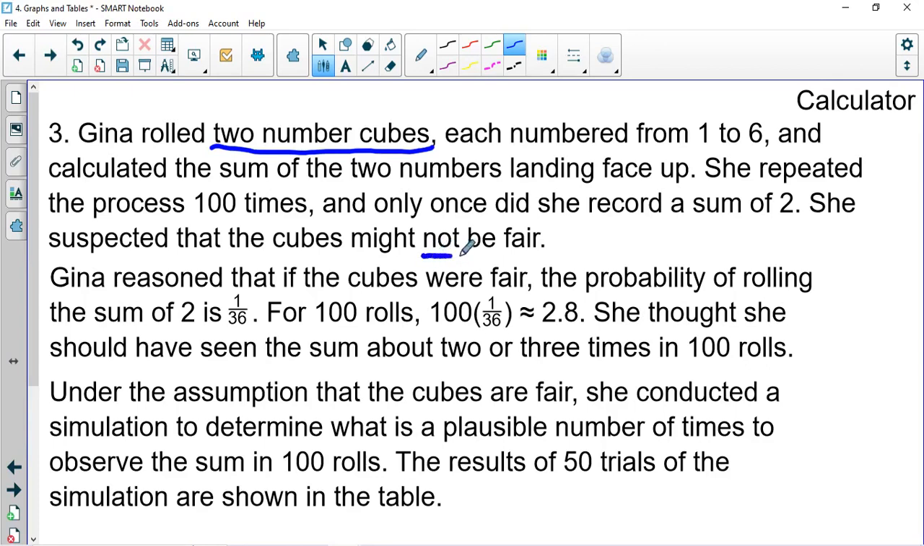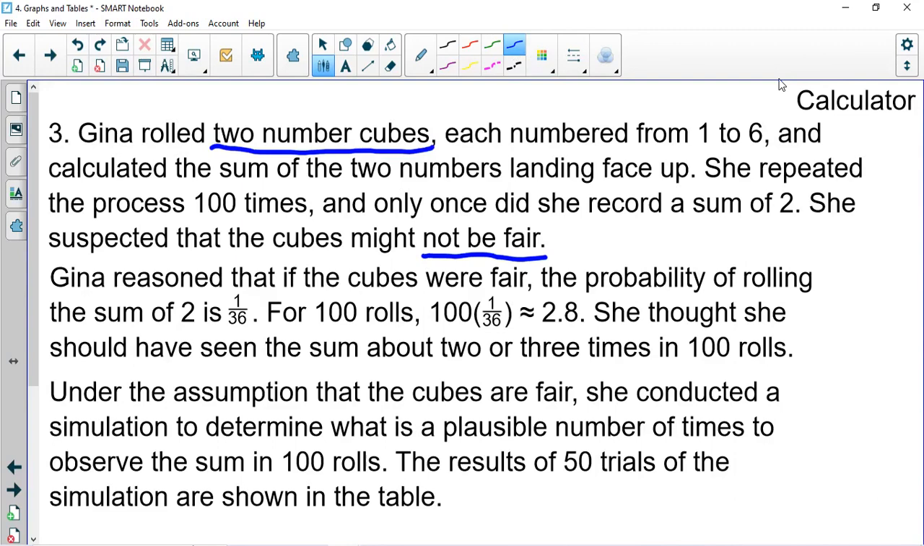So, what they mean by might not be fair is essentially the dice are weighted incorrectly or something like that, where the probability we're expecting for each number or each sum of numbers to come up isn't actually going to be the case. Essentially, Gina's suspecting that someone's cheating her with these dice they gave her.